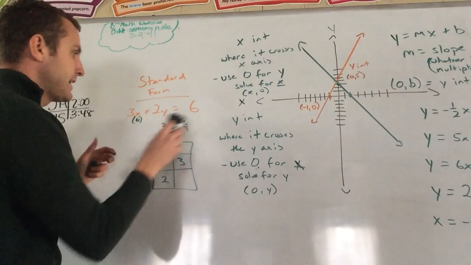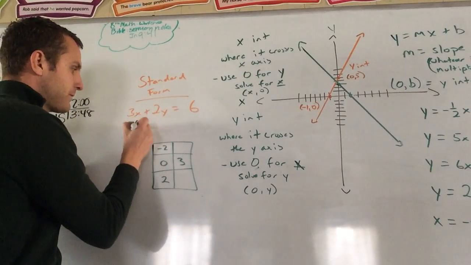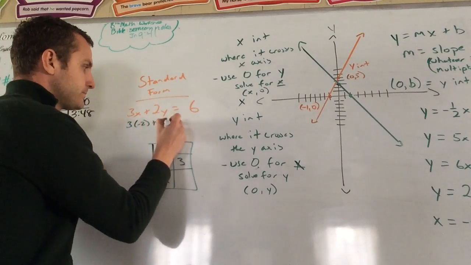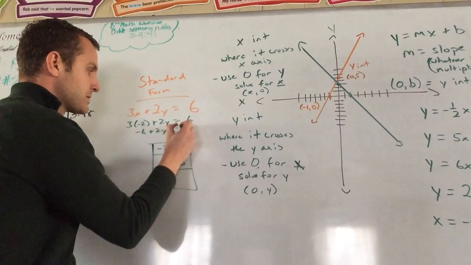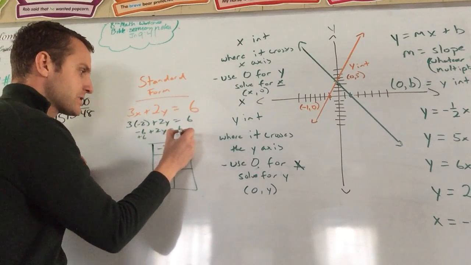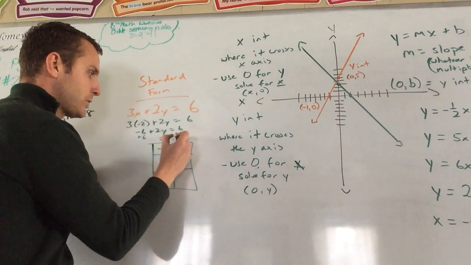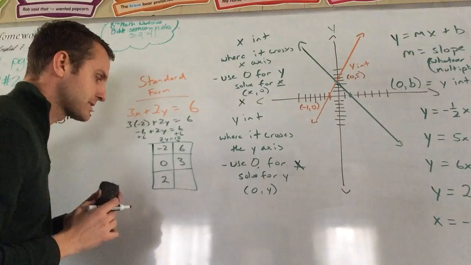How about if x is negative 2? If x is negative 2, I have 3 times negative 2. So that's going to give me negative 6 plus 2y equals 6. I'm going to isolate y by adding first. 2y equals 12. So y would be 6.